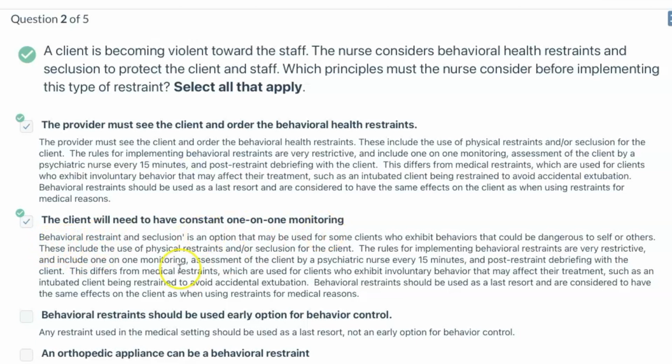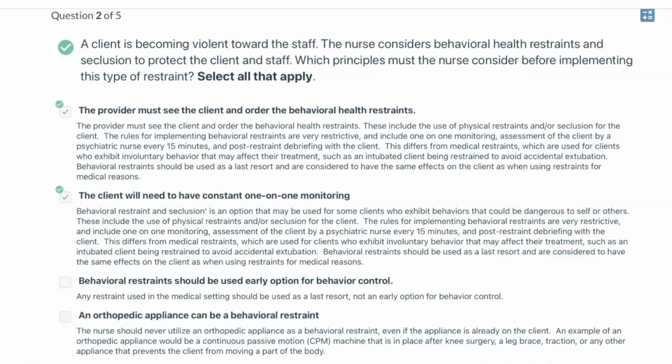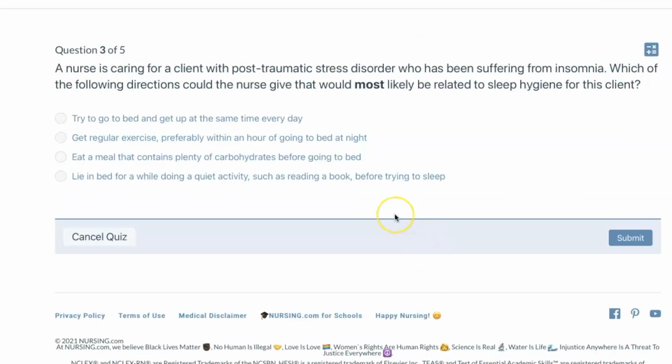The client will need to have constant one-on-one monitoring, again, from what I said before, just to make sure that the patient is safe. If you have any questions about restraints, drop a comment below.